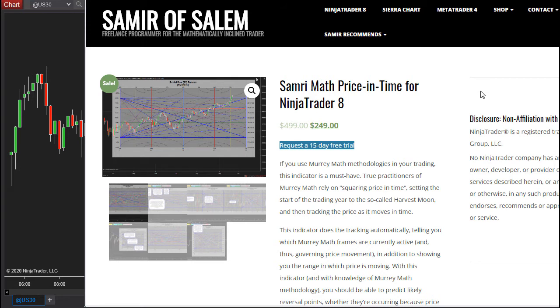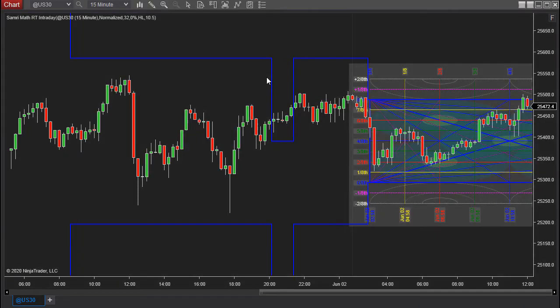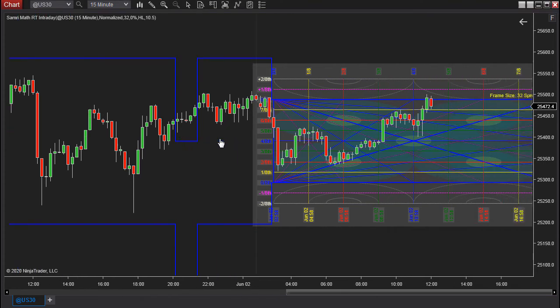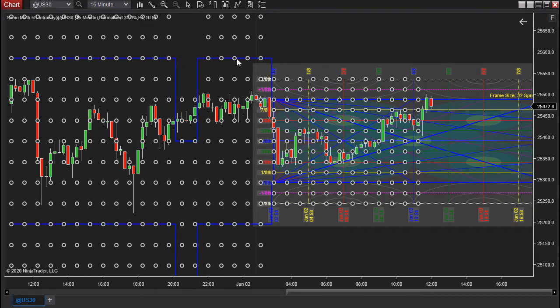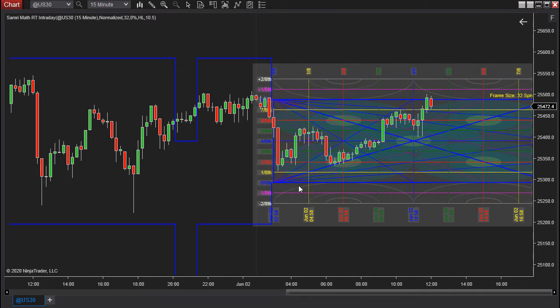A good use for the option of anchoring the grid at a specific time and date is to simulate the effects of my other indicator, which is Summary Math Price in Time. This indicator is the real-time intraday version, which does only price-based calculations. It does not go into time calculations. So you can, in a way, with a bit of work on your part, try to simulate the effect of that by setting a specific date and time for starting your grid.